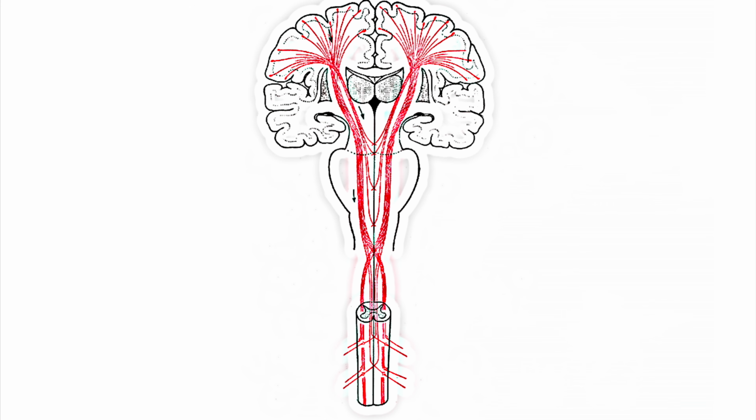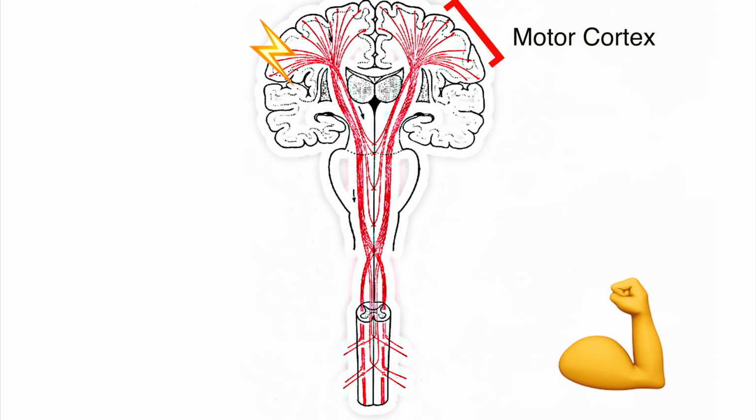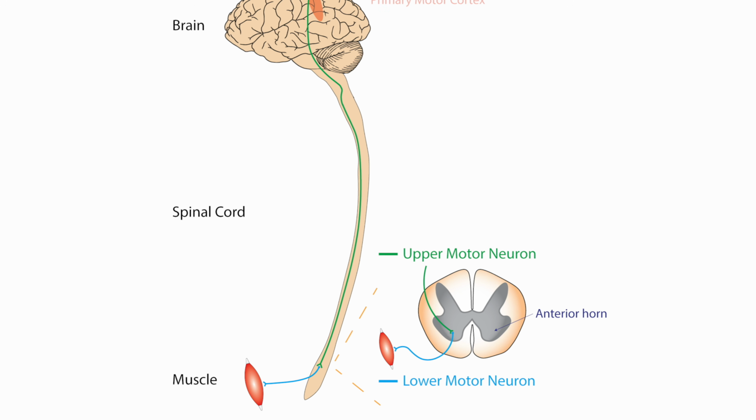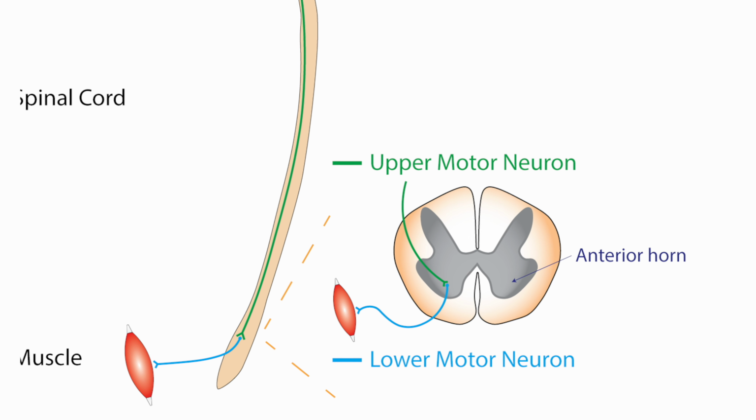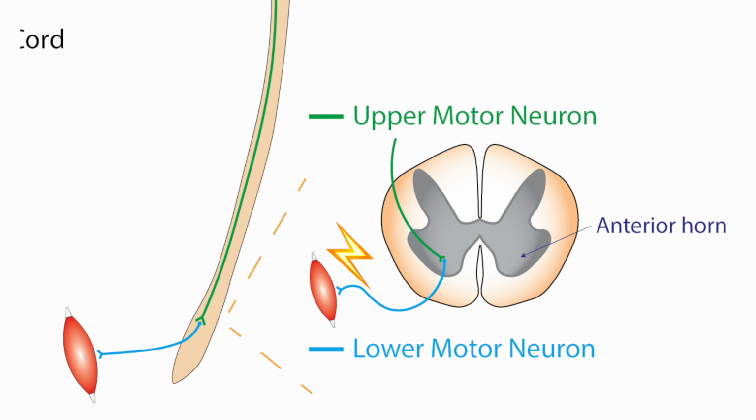For example, to control your right arm, a signal is sent from the motor cortex on the left side of your brain via the upper motor neurons down the spinal cord, where the signal is then picked up by the lower motor neurons, which will interact directly with the muscle, allowing the muscles in your arm to contract and you to move your arm.